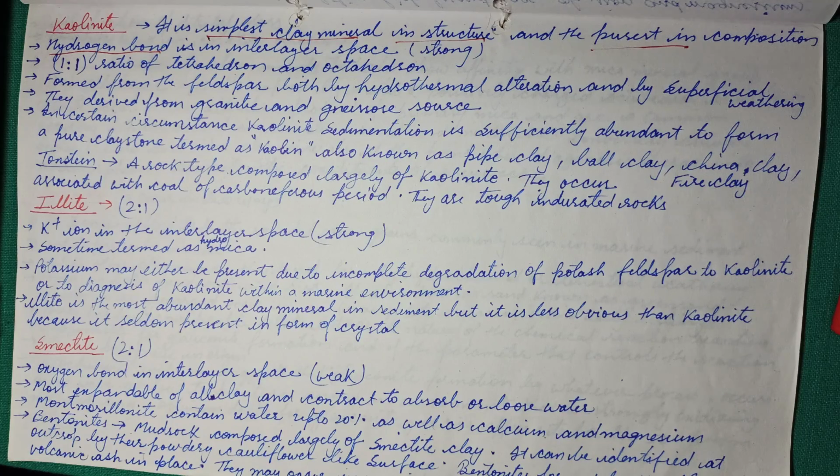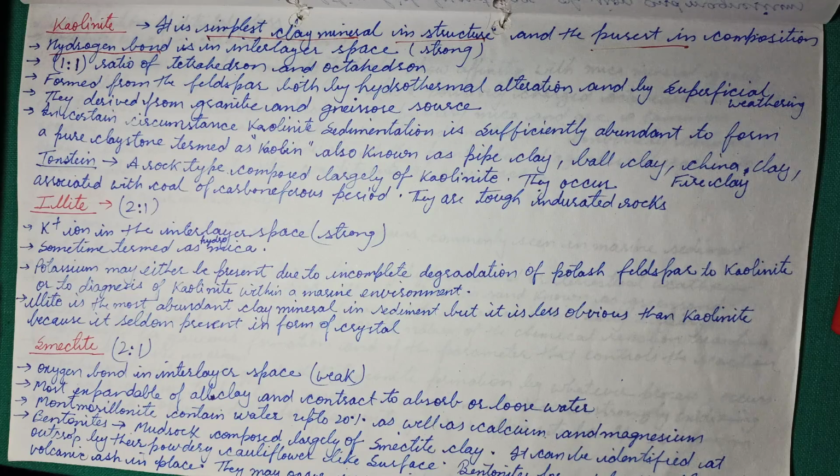There are circumstances where the weathering of feldspar produces only kaolinite, and this kaolinite is sufficiently abundant to form a pure claystone.